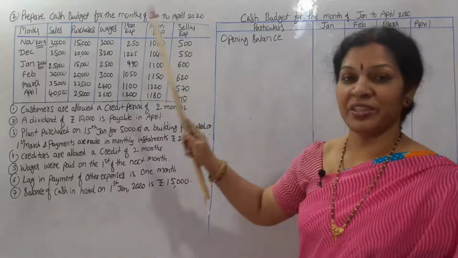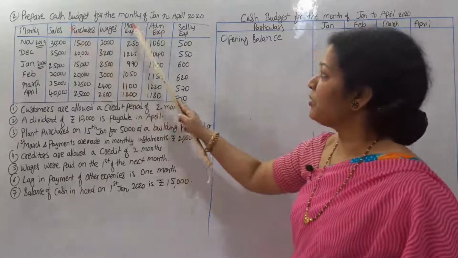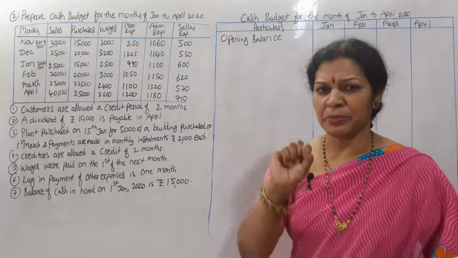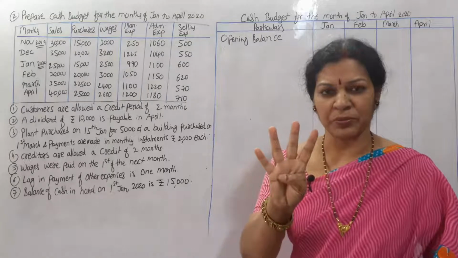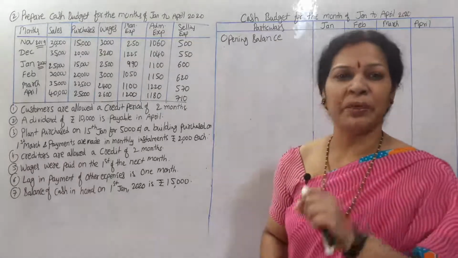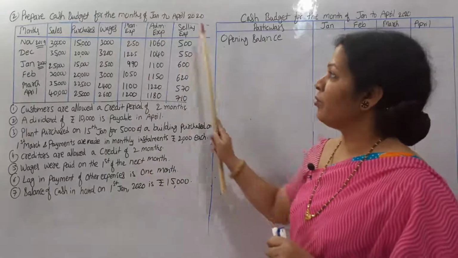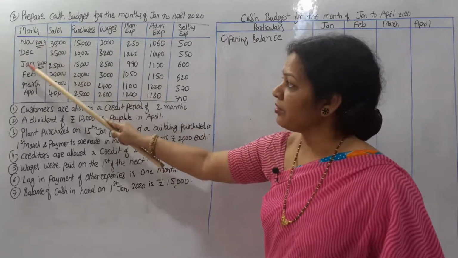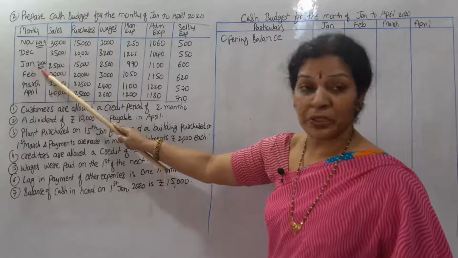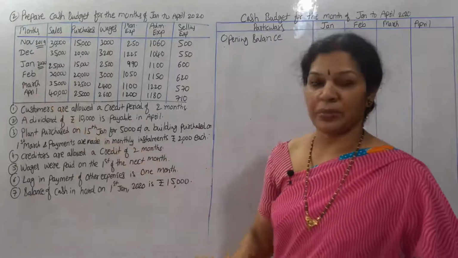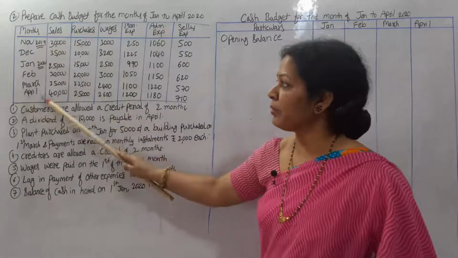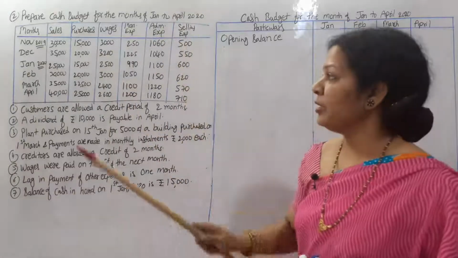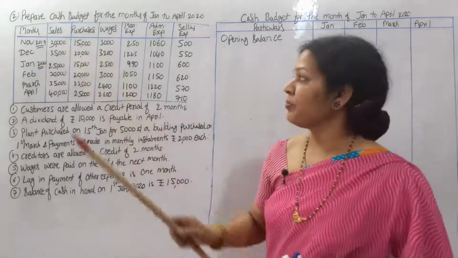Now the problem is given like this. Prepare cash budget for the months of January to April 2020. January, February, March, April. 4 months we have to prepare. In the previous problem we prepared for 3 months. Now here 4 months. What is the data given to us? Months are November 2019, December, and January 2020, February, March, April. 6 months are given, but we are going to prepare only for these 4 months, January to April. This is additional information.